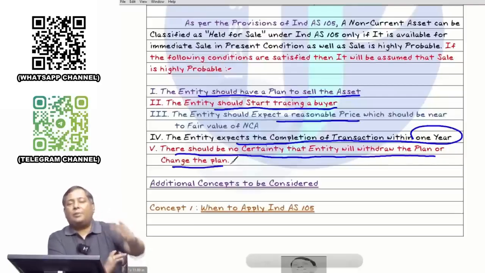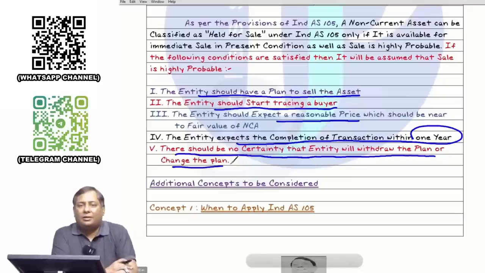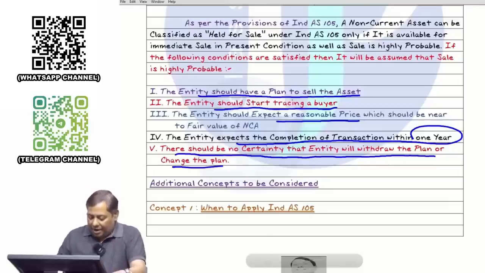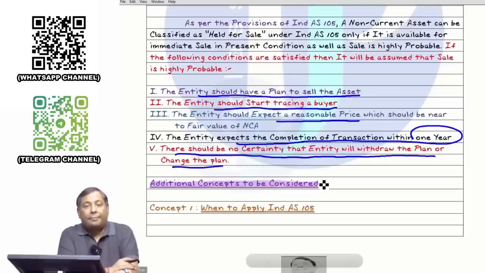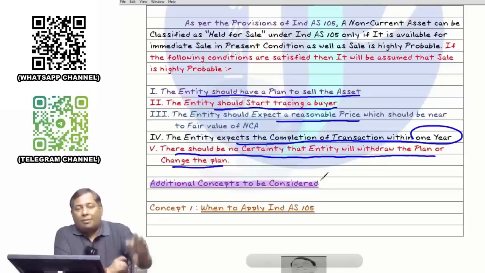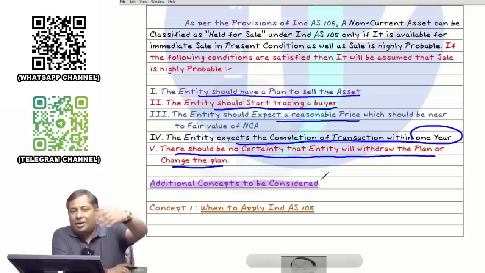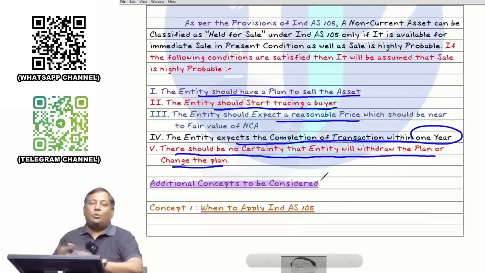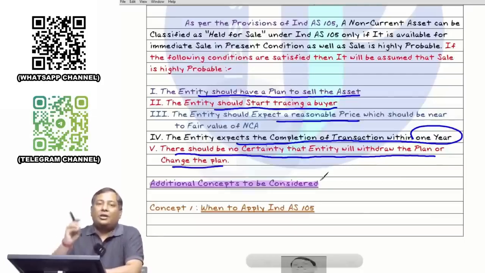This is the theoretical aspect which we read in detail. Now it's MCQ. MCQ can be asked from anywhere. Earlier children saw questions from the practical part, but now you have to study theory. Then I created a heading called Additional Concepts to be Considered. I've explained the definition and the conditions, and now our chapter begins. And from here I started additional concepts.